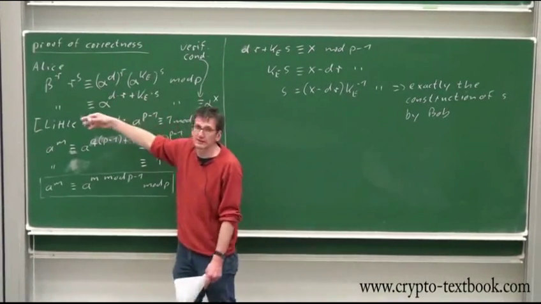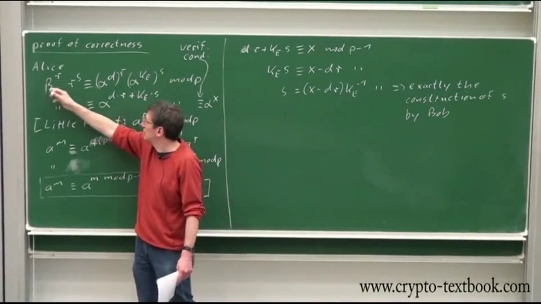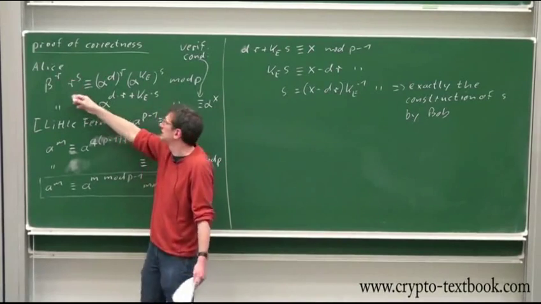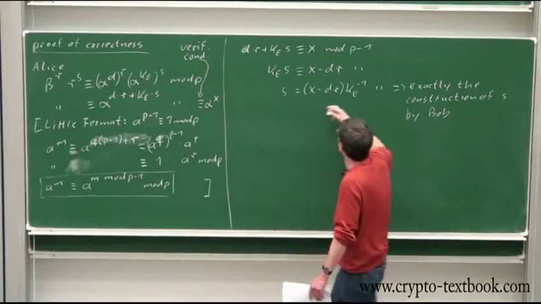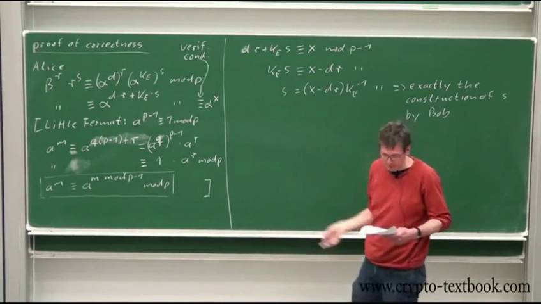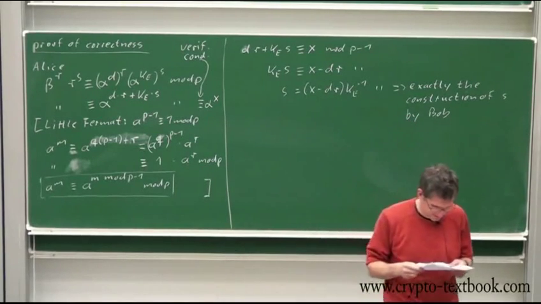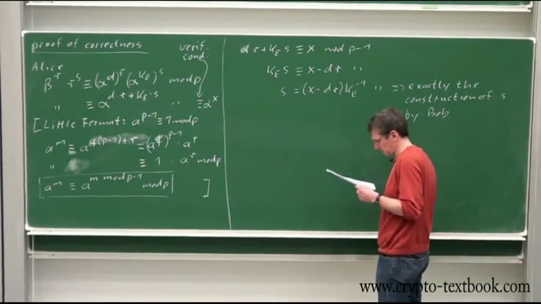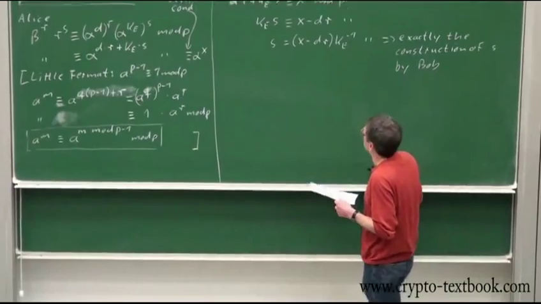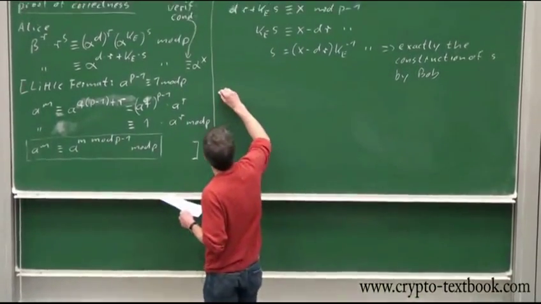If you have exactly this, beta to the r times r to the s, which seems kind of weird, and you do that exactly this way, it turns out, and s has this form, the verification is correct. Okay? One practical remark here.